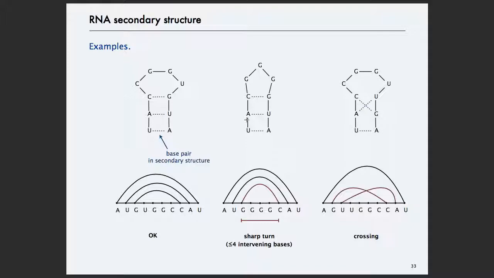If you think of them as 3D-ish or 2D-ish, this is what they look like. If you think of them as a string and just pairings, this is what it looks like, and it's probably a more useful visualization for us. A sharp turn is when you have only 3 bases in between, and a crossing is where the i's and j's of 2 pairs cross. And those are not allowed because they would not form this kind of structure.